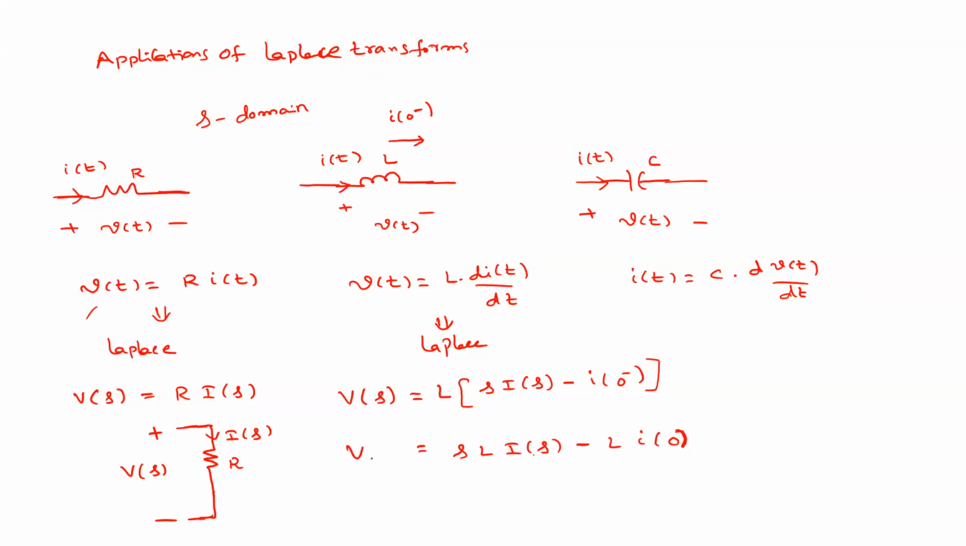So this is V of s. V of s equal to s into L I of s minus L into I of 0, right? If you observe that, this is something that is obtained by applying KVL in one loop. If you apply KVL, this is I of s, you can write like this: sL into I of s minus some voltage drop or some voltage source.